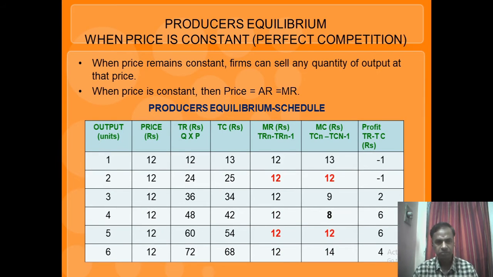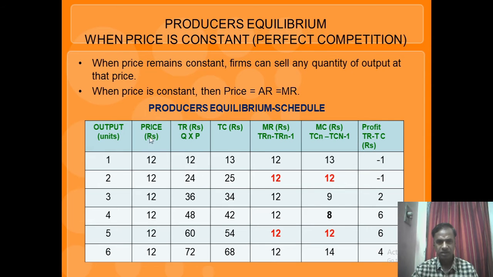You see here, in the first column output is given, second column price, same price, constant, there is no change. The next one is TR. TR is calculated by multiplying output into price. TR is equal to Q into P. Then TC is given. Then MR, we have to calculate MR from TR.